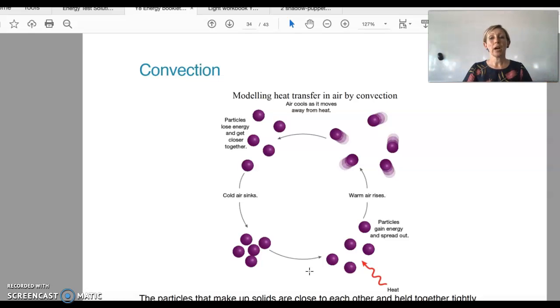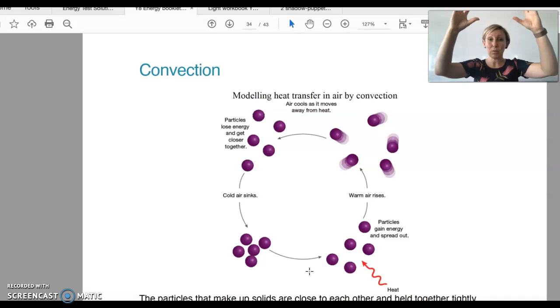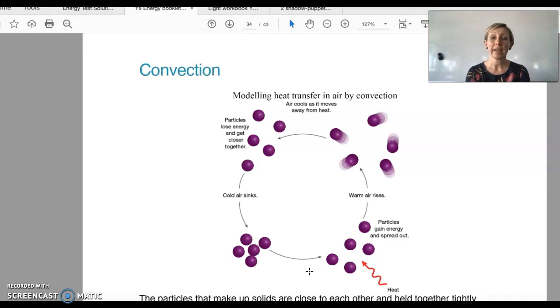Okay, so what we're doing as we move particles in a substance further apart, we give them more energy, then the density per unit of volume is less. So how much space between those particles is increased. And that means that those particles are lighter and they will float. So whether you are heating up air, which is obviously full of particles, or a liquid, the warm air that has more heat energy will rise and the cooler air will sink.